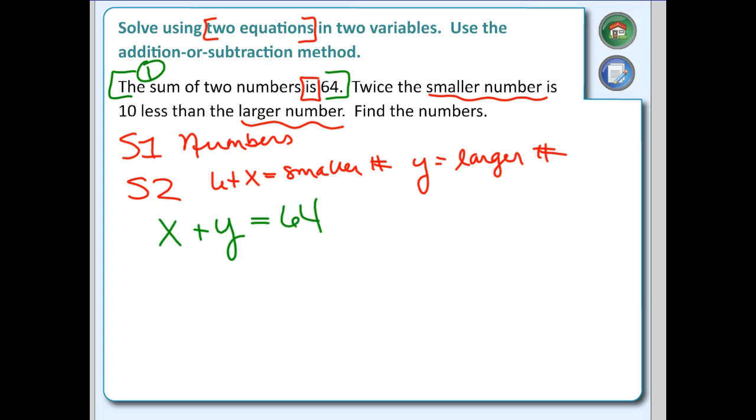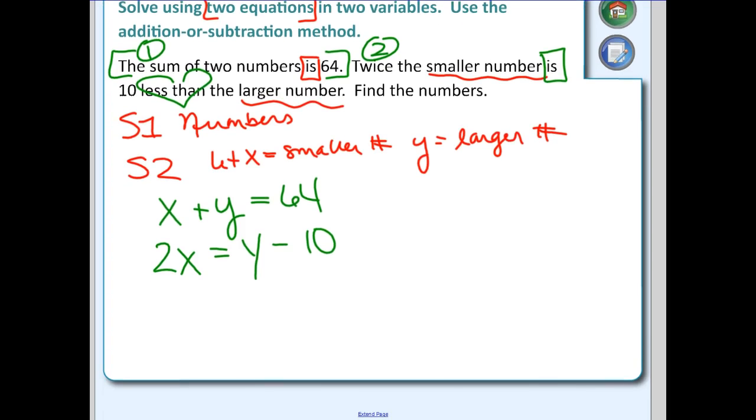Twice the smaller, did you see we have "is" again? So that's equation number 2. Twice the smaller, 2x, remember x is our smaller when we look at the let statements, is 10 less than the larger number. Remember here, that order matters with subtraction, so it'd be y minus 10.